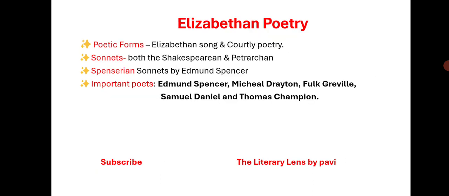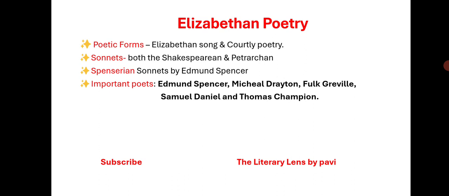English. Next, the Elizabethan poetry. Elizabethan poetry flourished during the period of Queen Elizabeth. Her period was called the golden age of literature. Poetic forms like Elizabethan song and courtly poetry were introduced. Sonnets in both forms, Shakespearean and Petrarchan, flourished. Spenserian stanza.